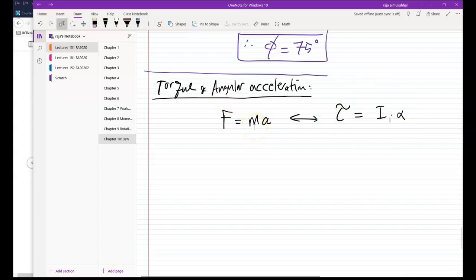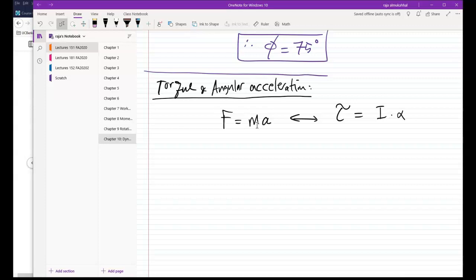This is in linear motion, where tau equals I alpha is in rotational motion. They are both analogs of each other. This is the rotational analog, and this is the linear, rectilinear analog, if you will. Got it? The best way to explain it is through examples.